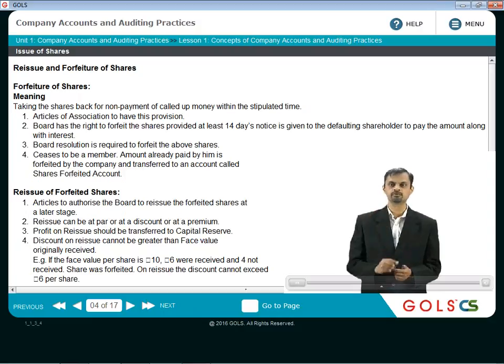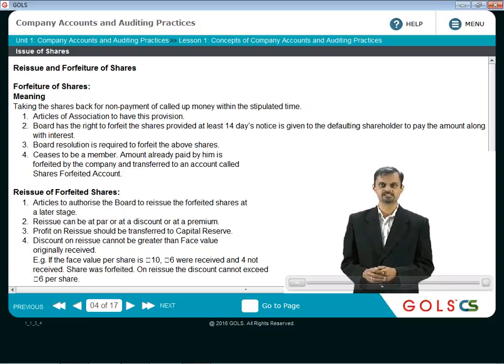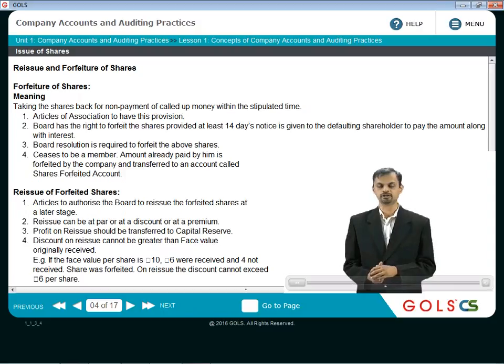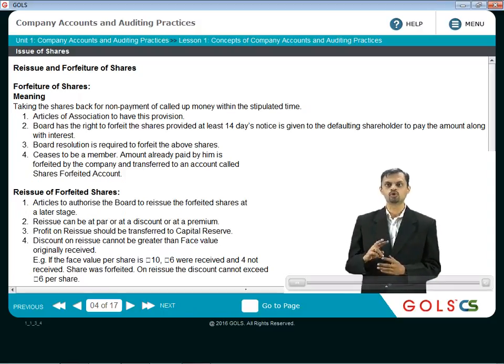I have highlighted the words at a discount. The reason is, you remember earlier we discussed that the issue of shares cannot be at a discount as per the Companies Act 2013. However, the reissue of forfeited shares can happen at a discount. The reason is, this reissue of forfeited shares is always considered as a sale of shares. It is not considered as an issue of shares, and that is why the reissue can happen at a discount. That is what you need to remember.